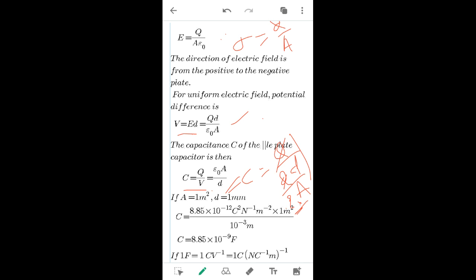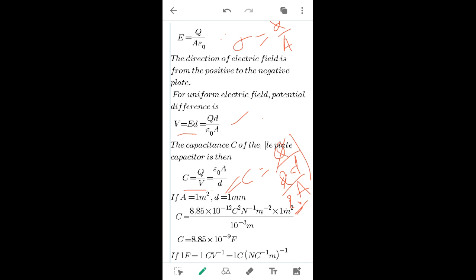It's very, very important, children. You have to understand it and practice it. You will have a compulsory question in your exams on the parallel plate capacitor. Don't confuse it with the combination of capacitors, right? That is separate. In the combination of capacitors you have parallel plate capacitors.